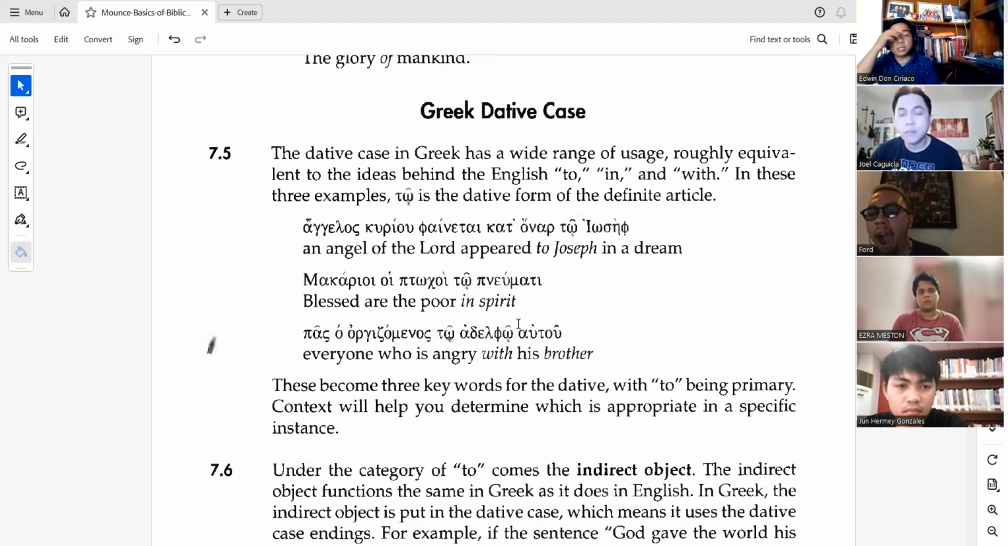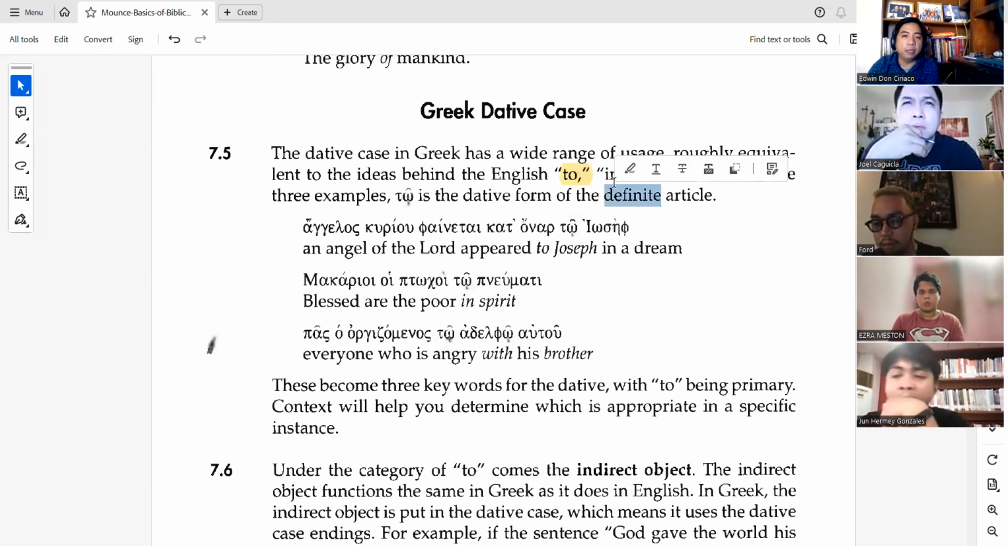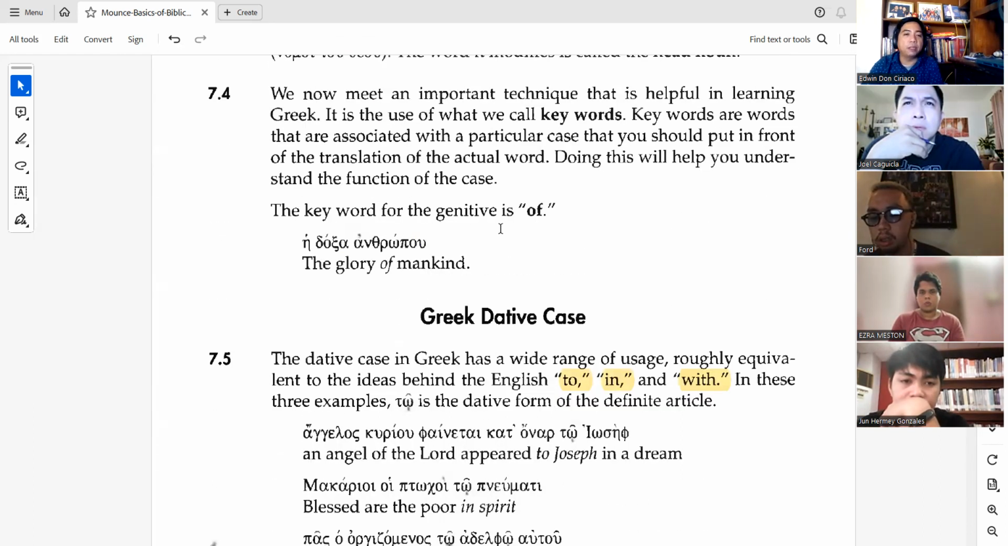Okay, now we go to the second. So the fourth of the cases that you have been introduced: nominative, accusative, genitive, and dative. The dative has a wide range in usage. So it may be to, it may be in, and it may be with. But before I forget, the genitive acquires a preposition of during its translation.